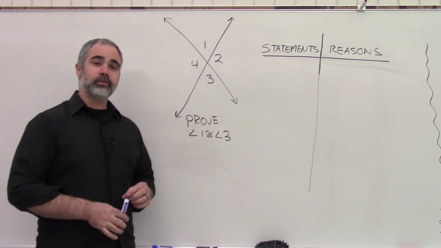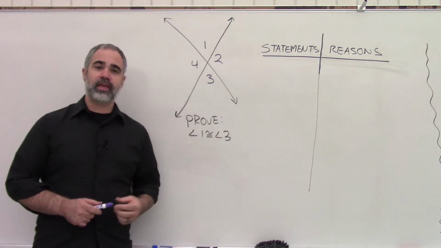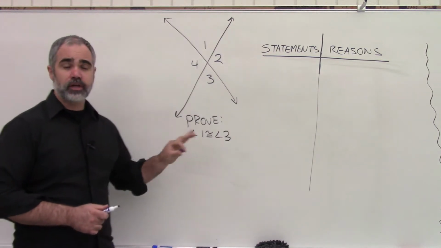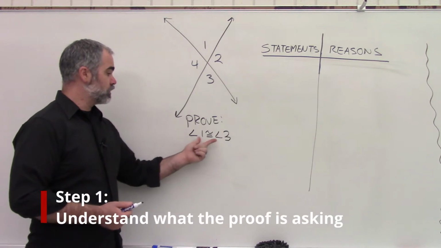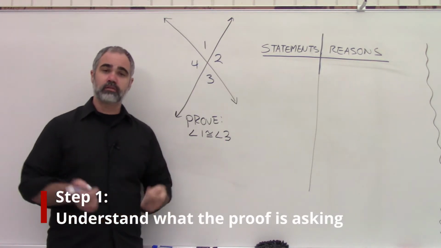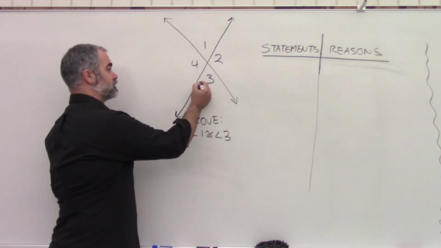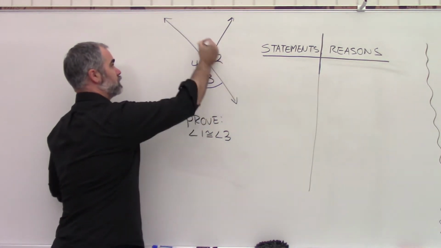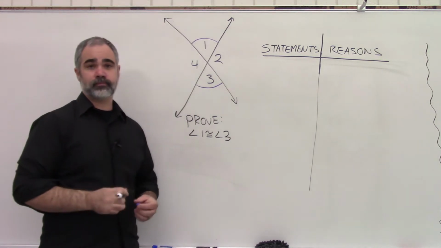So let's see if we can follow the same process that we learned in our previous videos and see if we can apply that here. First thing that we need to do is understand what it's asking, and this one is very simple. Angle 1 is congruent to angle 3. Remember, congruent means same size and same shape. That just tells me that I need to prove that this one and this one are equal or congruent.